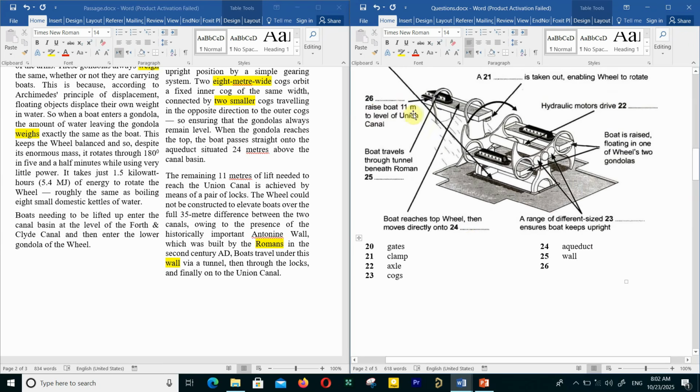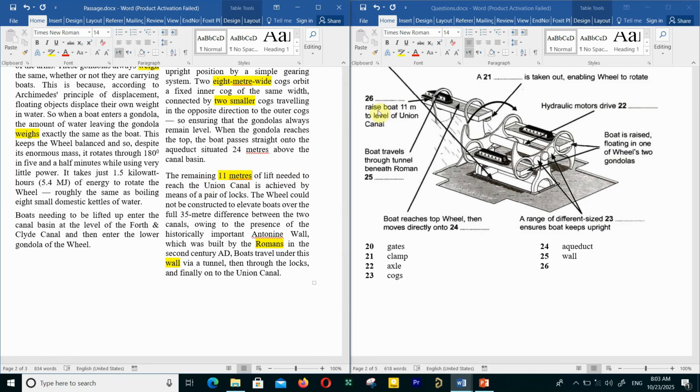Question 26: blank raised boat 11 meters to level of Union Canal. I already saw 11. 11 is a really obvious keyword to answer, and this is where they actually jump back in this question, because after 25 here we have 11 meters, so we have to just jump back one sentence. Okay, so raised boat 11 meters. The remaining 11 meters of lift needed to reach the Union Canal.